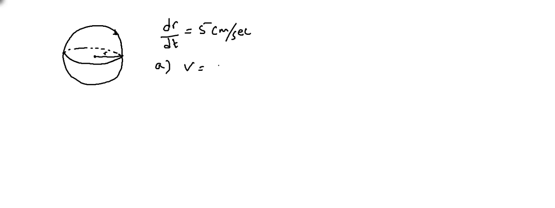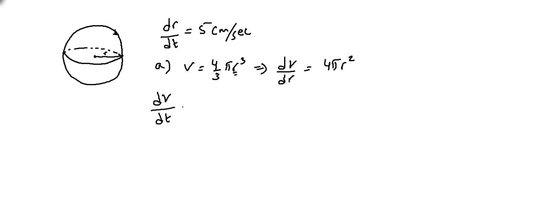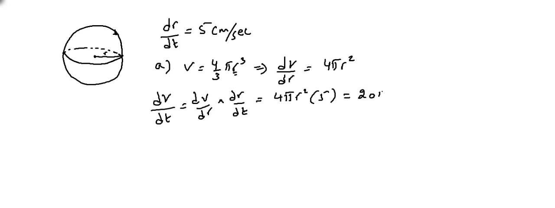First, what is the volume of the sphere? It's 4/3 pi r cubed. What is the derivative with respect to r? It's a function of r, so dV/dr is equal to 4 pi r squared. We need the volume changing with respect to time. It's dV/dr times dr/dt, which is 4 pi r squared times 5 centimeters per second, so it's equal to 20 pi r squared.